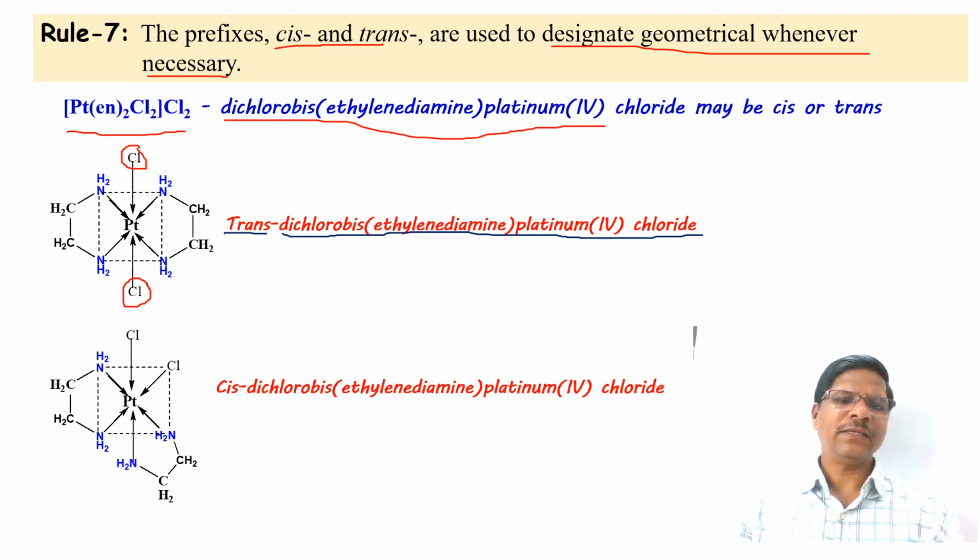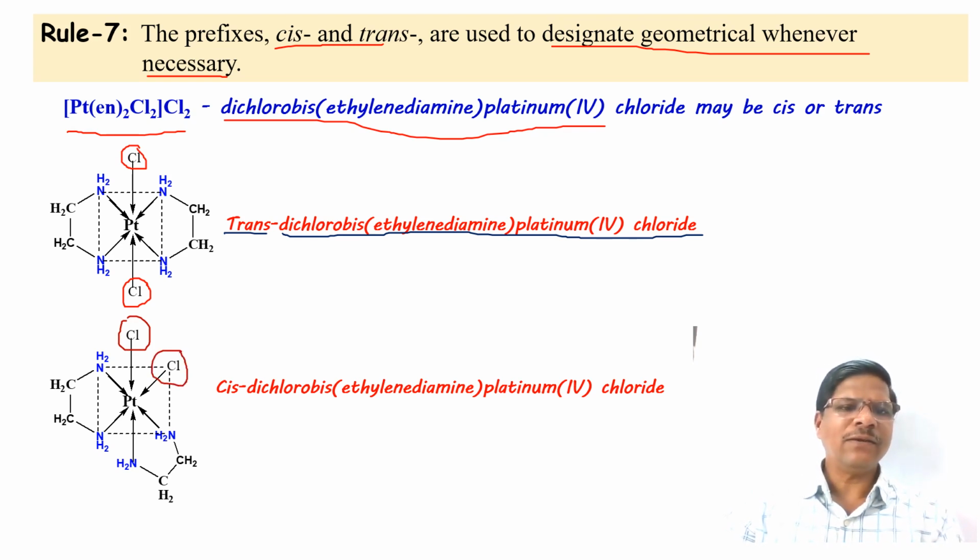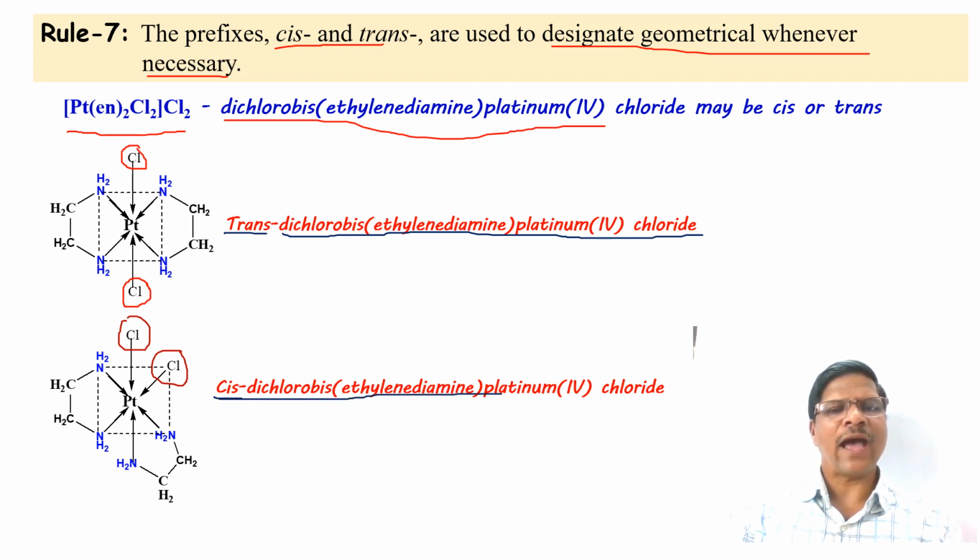Then in the second one, the 2 chlorides are adjacent. 2 chlorides are adjacent. So this is the cis isomer. So in the name we have the prefix cis. So cis dichlorobis ethylene diamine platinum 4 chloride.